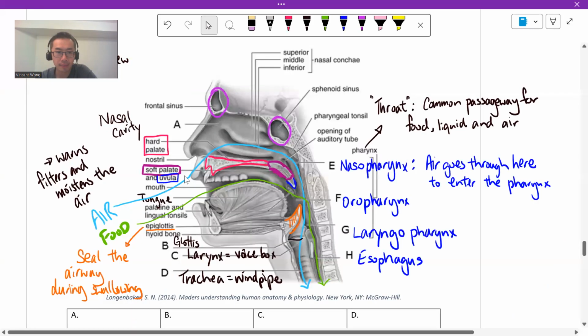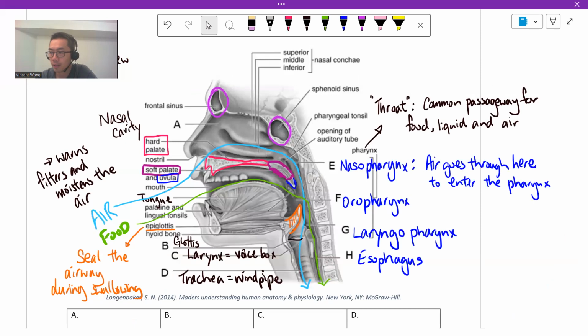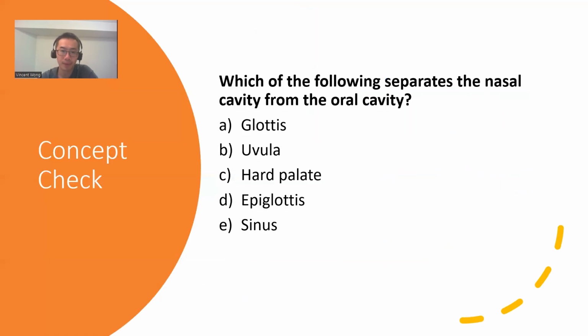Okay, so let's see, right? The mouth is right here. Can you see my mouse? Oh yeah. Okay, it's there. Yeah, the mouth is right here, and the nose is right here. Separating the two is the bone, right? Hard palate. The answer is hard palate. Okay, right there.